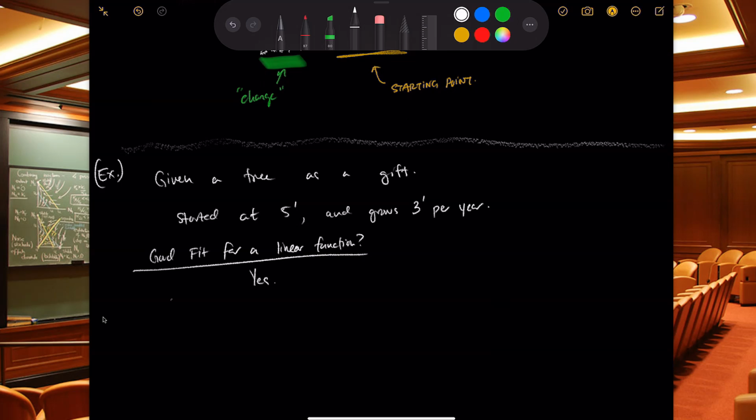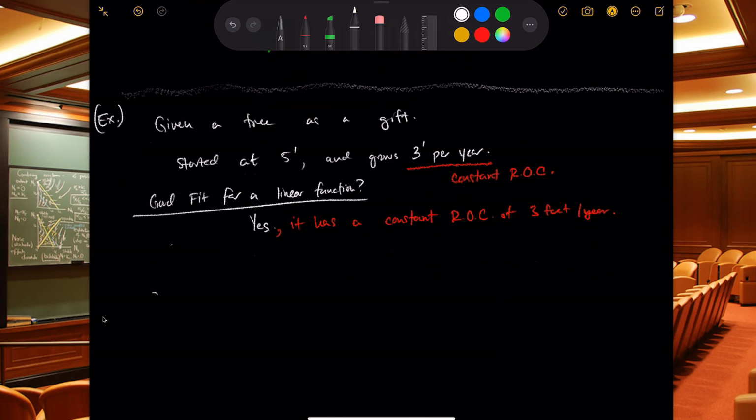I'm going to say yes. Why am I saying yes? Because it has a constant rate of change. How fast is it changing? 3 feet per year. Every year, 3 feet. Every year, 3 feet. That's a constant rate of change. So this is a linear function. It has a constant rate of change of 3 feet per year. Or we could say, it's constantly growing 3 feet per year. So yeah, it's a good fit for a linear function.